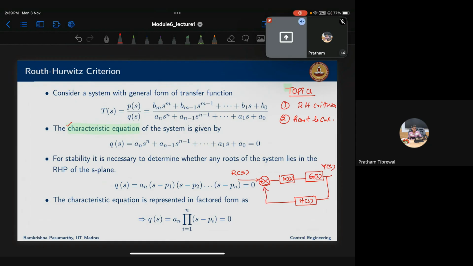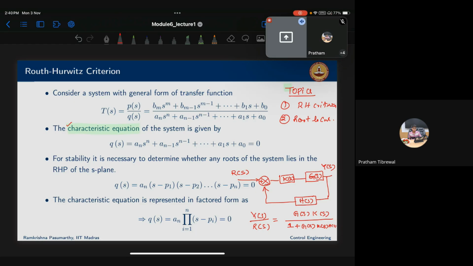If you have this feedback control system or closed loop control system, the expression for the closed loop transfer function, that is y of s by r of s, how could we write? g of s k of s divided by 1 plus g of s k of s h of s, correct? This is the general form for the closed loop transfer function.